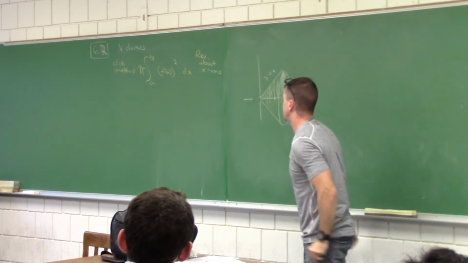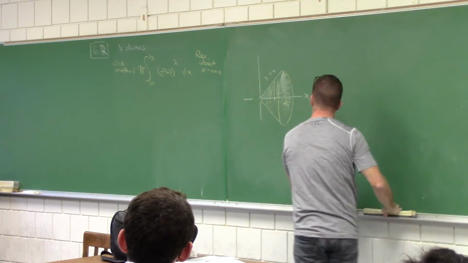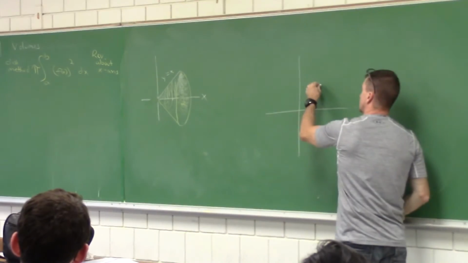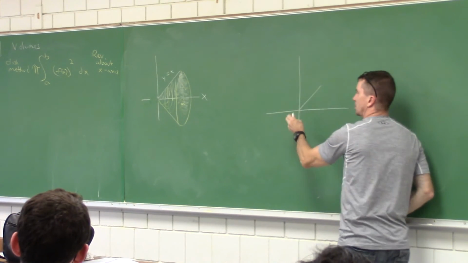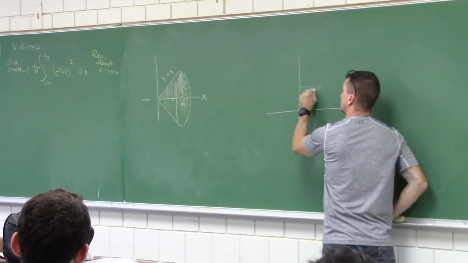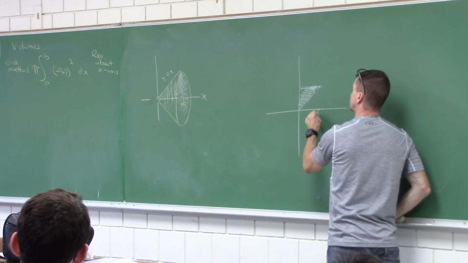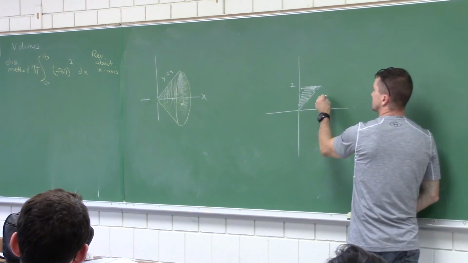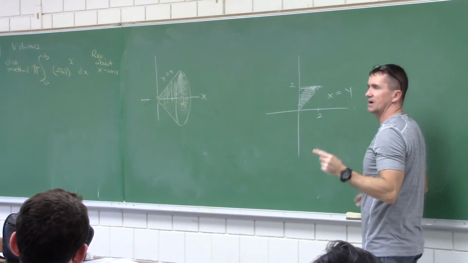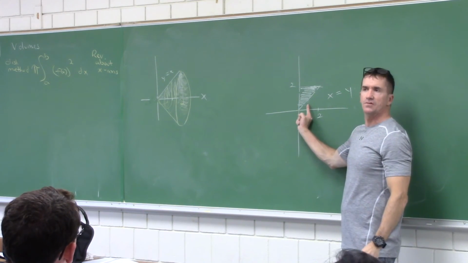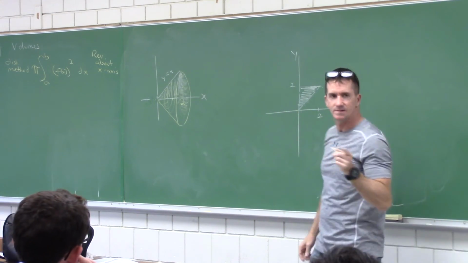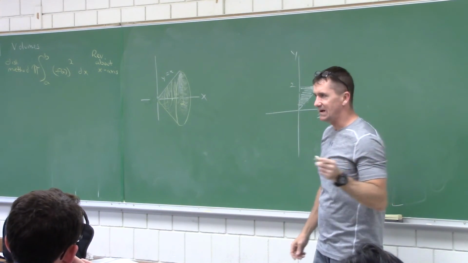Now, what if you got something like this? You know, when I'm talking about the region right here. 0 to 2, 0 to 2. This is still y equals x. Isn't y equal to x the same as x equals y? But what if I wanted this revolved around the y-axis? We need a formula for that.